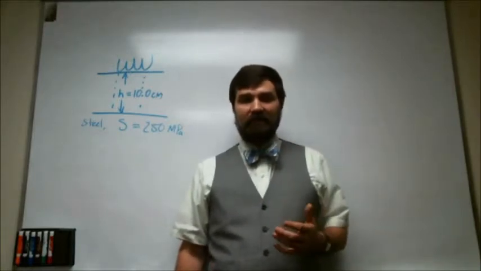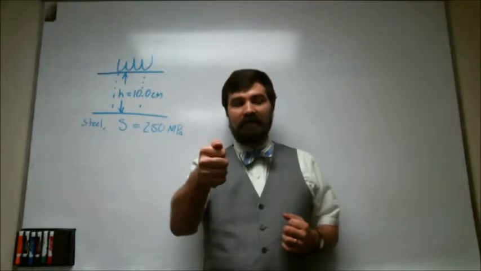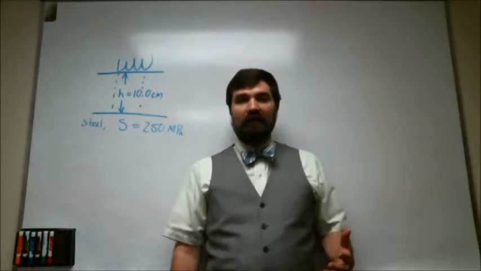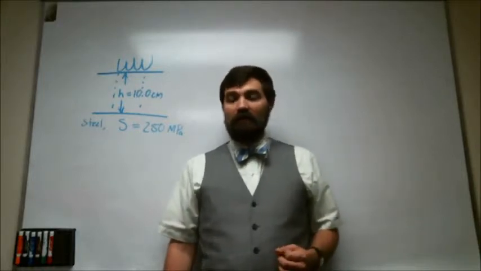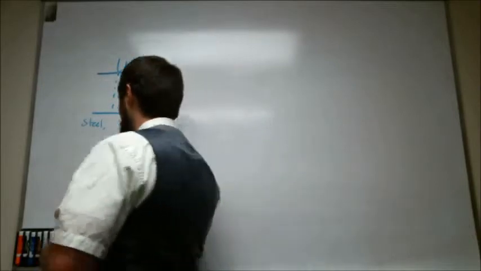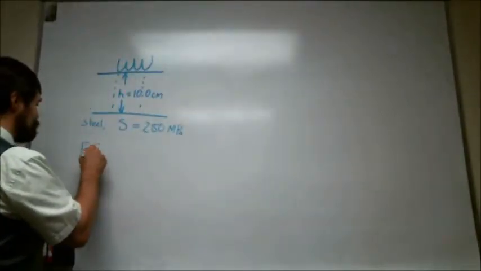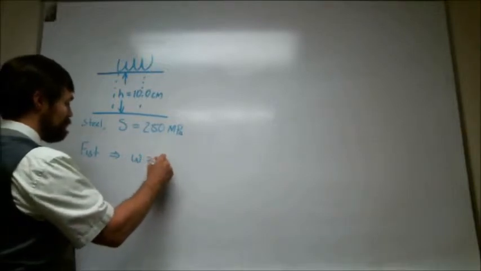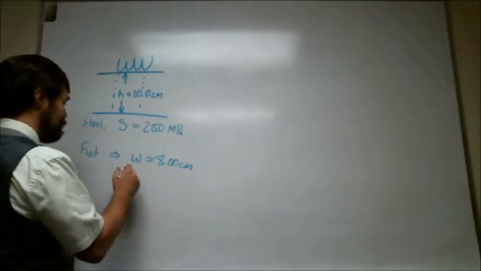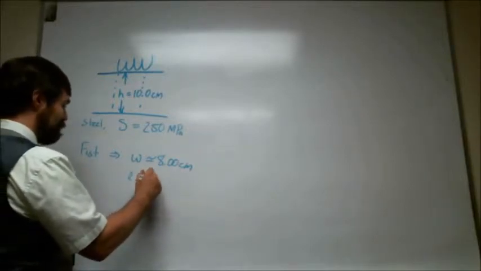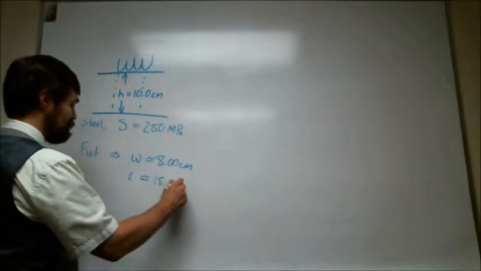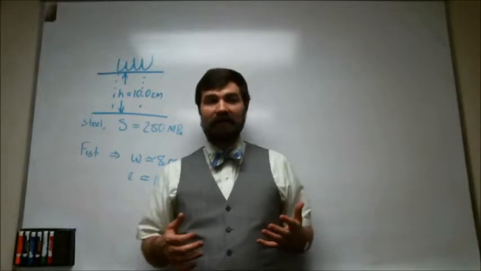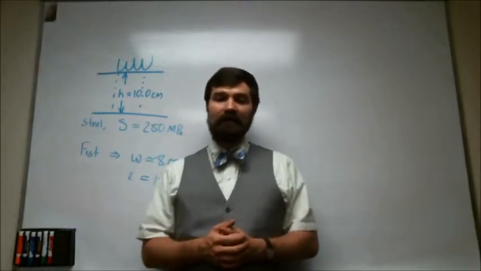The other piece of information we need to know is how big his fist is. So I'm going to take his fist to be roughly a rectangular cross section. We'll say that the fist can be approximated as a rectangle with width of about 8 centimeters and length of about 15 centimeters. So the cross-sectional area of his fist is 8 by 15, about 120 square centimeters.